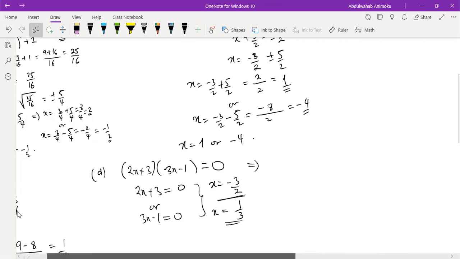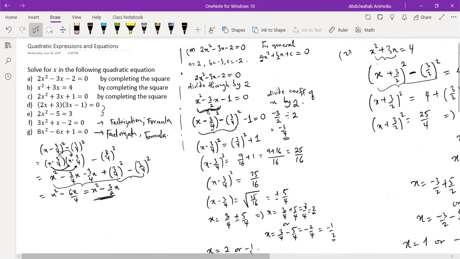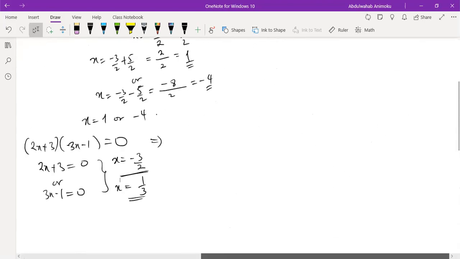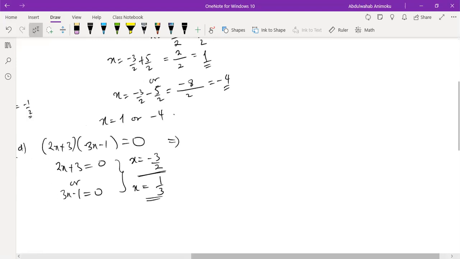Okay, what about the next problem? The next problem says 2x squared minus 5 equal to 3. So let's look at that. Okay, the next problem says 2x squared.